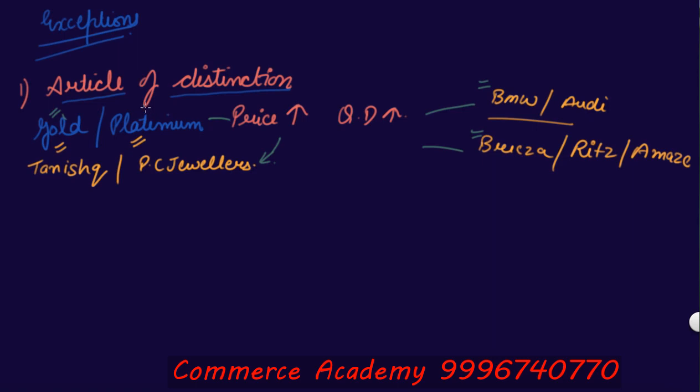No. So the articles of distinction are your luxurious goods, which show your status, your standard. So the higher the price, the higher the quantity demanded. Because the more the price, the better the quality. It will be better in its status. It will resemble more of your status. So you will prefer buying higher priced things. So these are your luxurious goods.